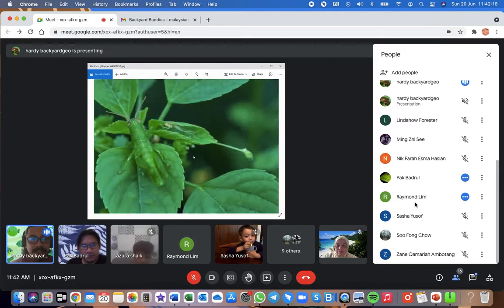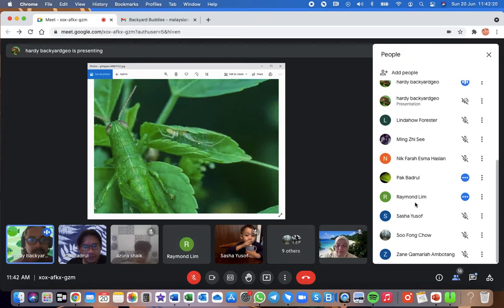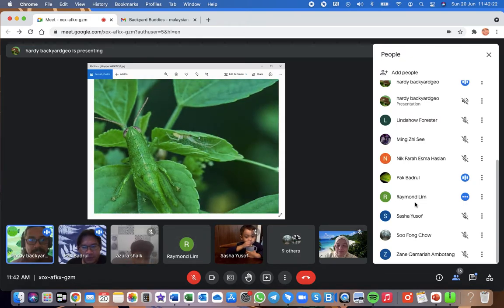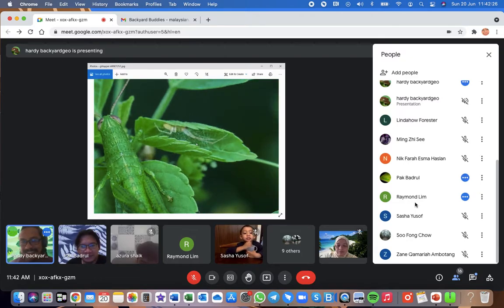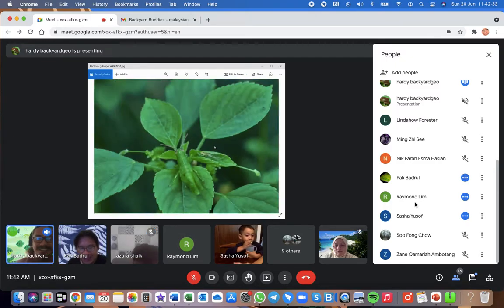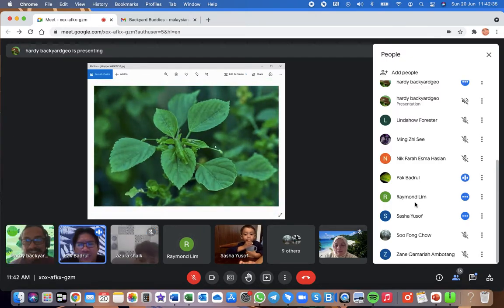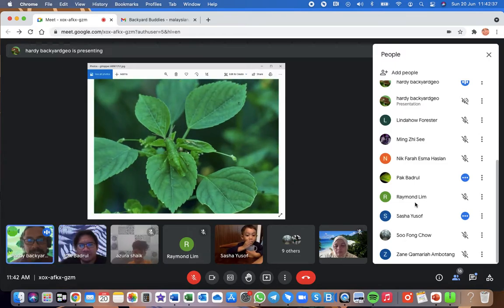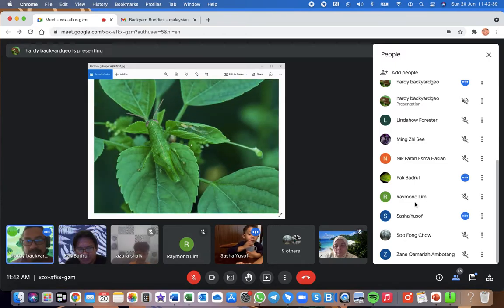Okay, we have another one over here. It's a bit blurry. It's a spider. What's that? Can anyone guess? What's this? Spider. Alright. Are spiders insects also? Spider? Insect? Yes. Really?